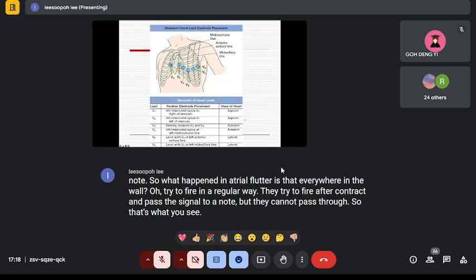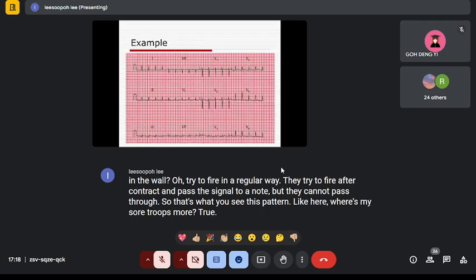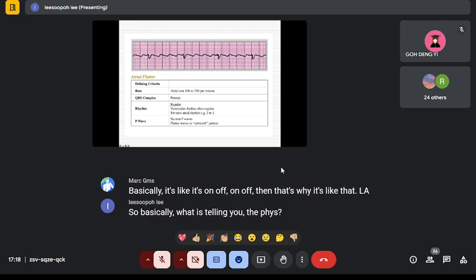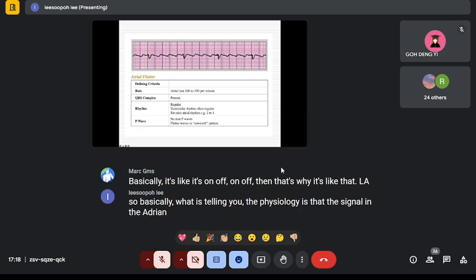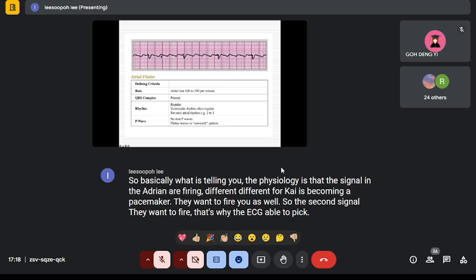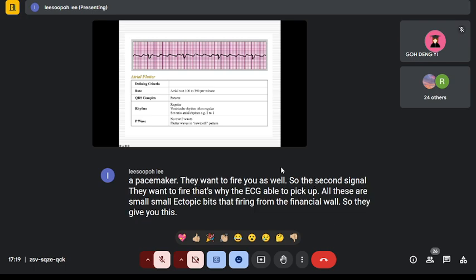So that's the pattern you see here. Basically, it's on, off, on, off, on, off. What it's telling you in the physiology is that the signals in the atrium are firing. Different foci are becoming a pacemaker. They want to fire as well, sending the signal. That's why the ECG is able to pick up all these small ectopic beats firing from the atrial wall. So they give you this bizarre pattern, but none of it is conducted as one beat.